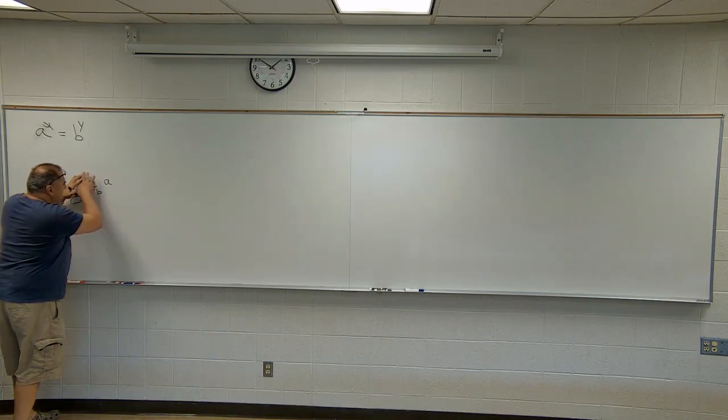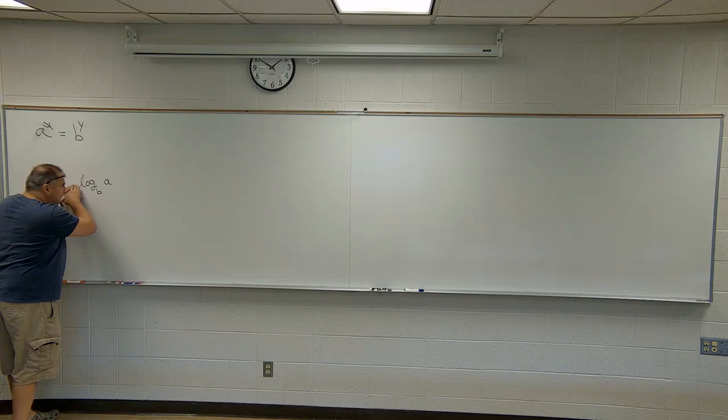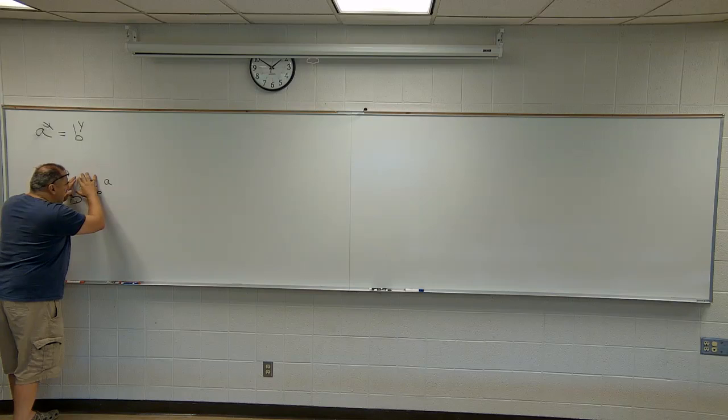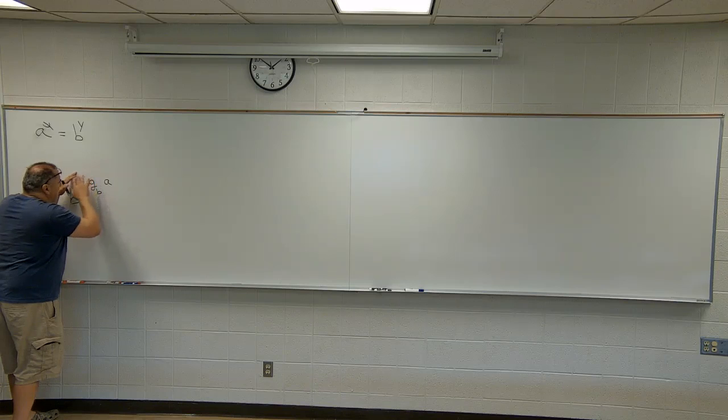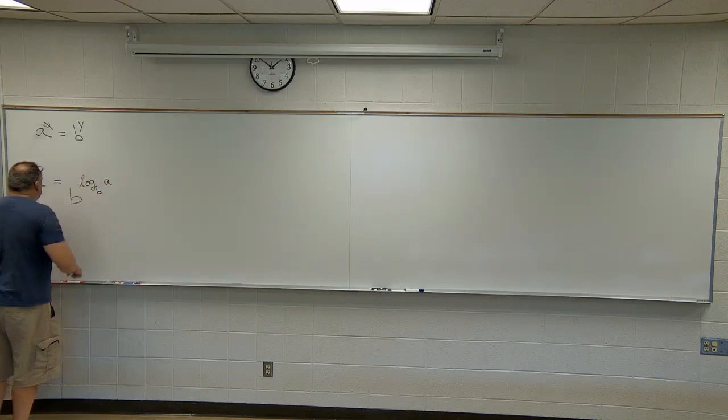If you were to take A and find its logarithm, base B, in other words, its exponent to the base B that you would put on top of B, what is the logarithm of A, base B? It is the exponent of A that you would put on top of B to get A. So that's true.